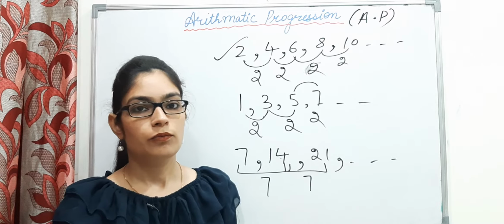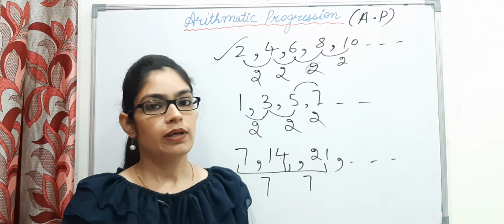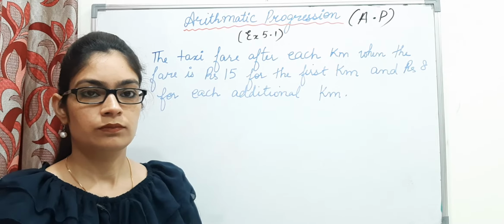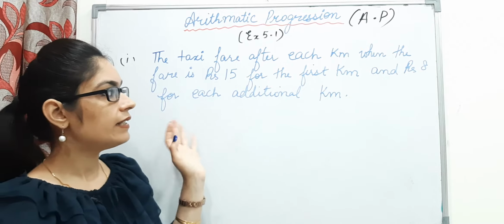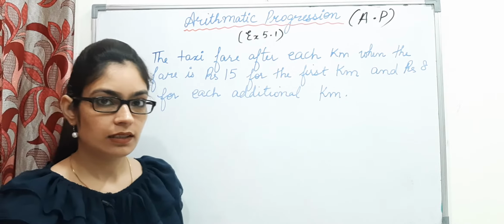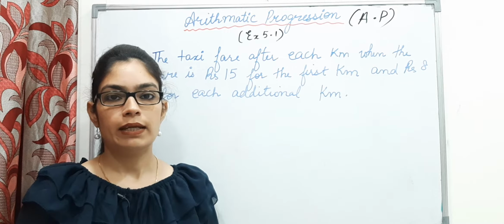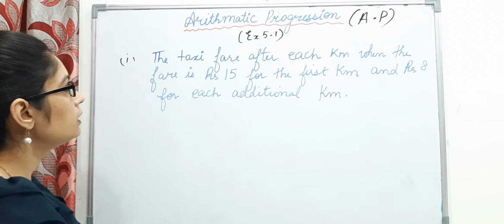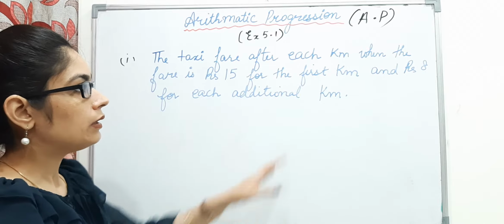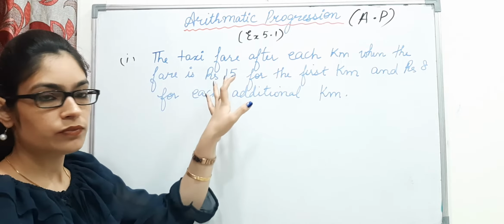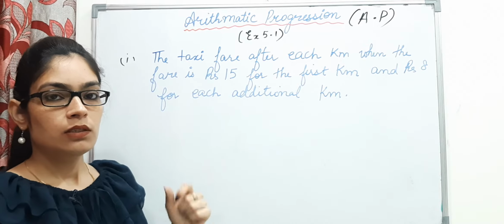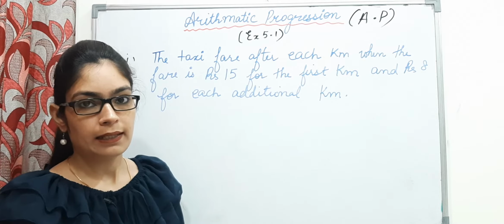Now let's start with exercise 5.1 so you can have more understanding of this concept. This is the first question of the exercise. First question, first part. In the first question, 4 different parts are given to us and we have to check which of the following are making an AP. So first part, let's read it out. Taxi fare after each kilometer, when the fare is rupees 15 for the first kilometer and rupees 8 for each additional kilometer. So we have to check whether it's forming an AP or not.